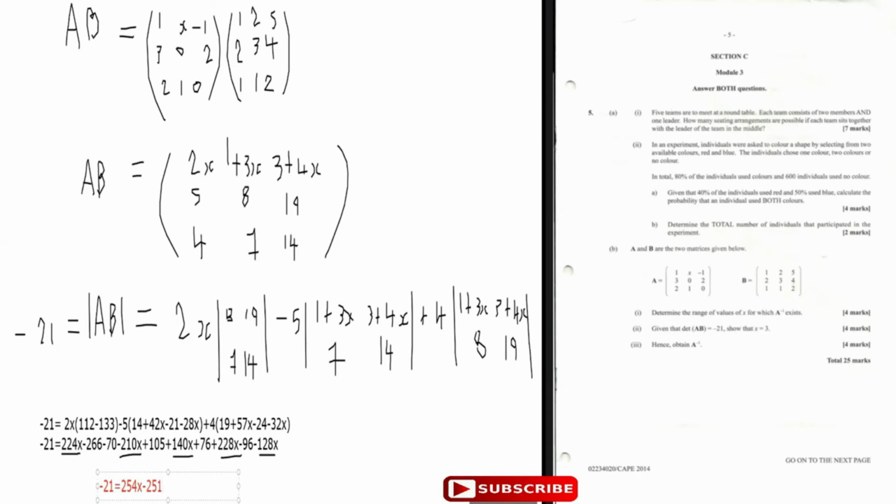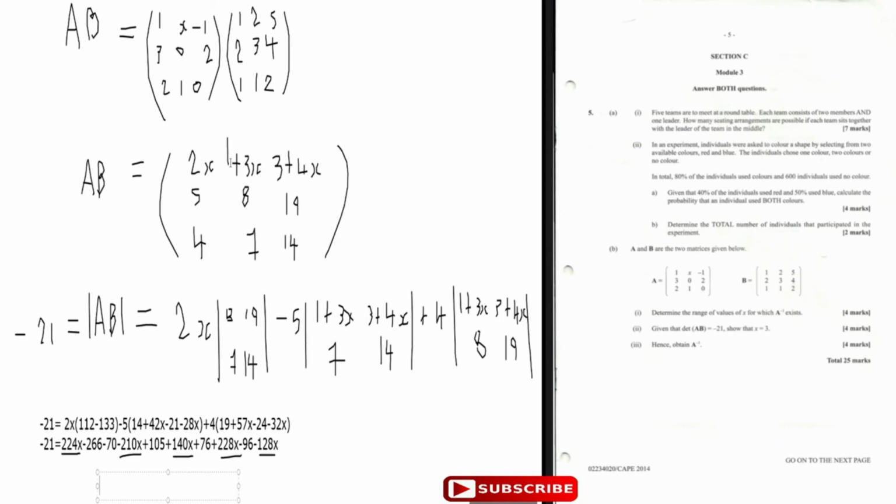Bringing it over, 251 plus 21. That's not giving me, something went off. Let's check again. X should be 3. X should be 3. So we need to show that X is 3. Let's check what we did. Make sure we didn't make any mistake.